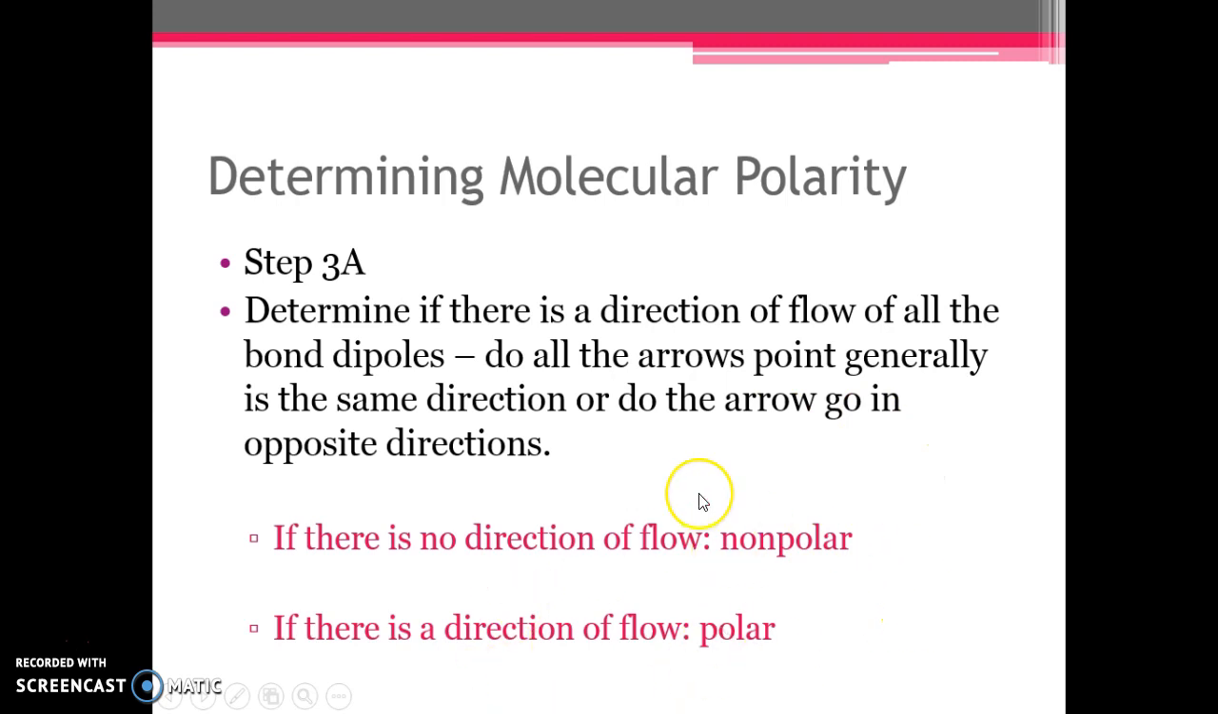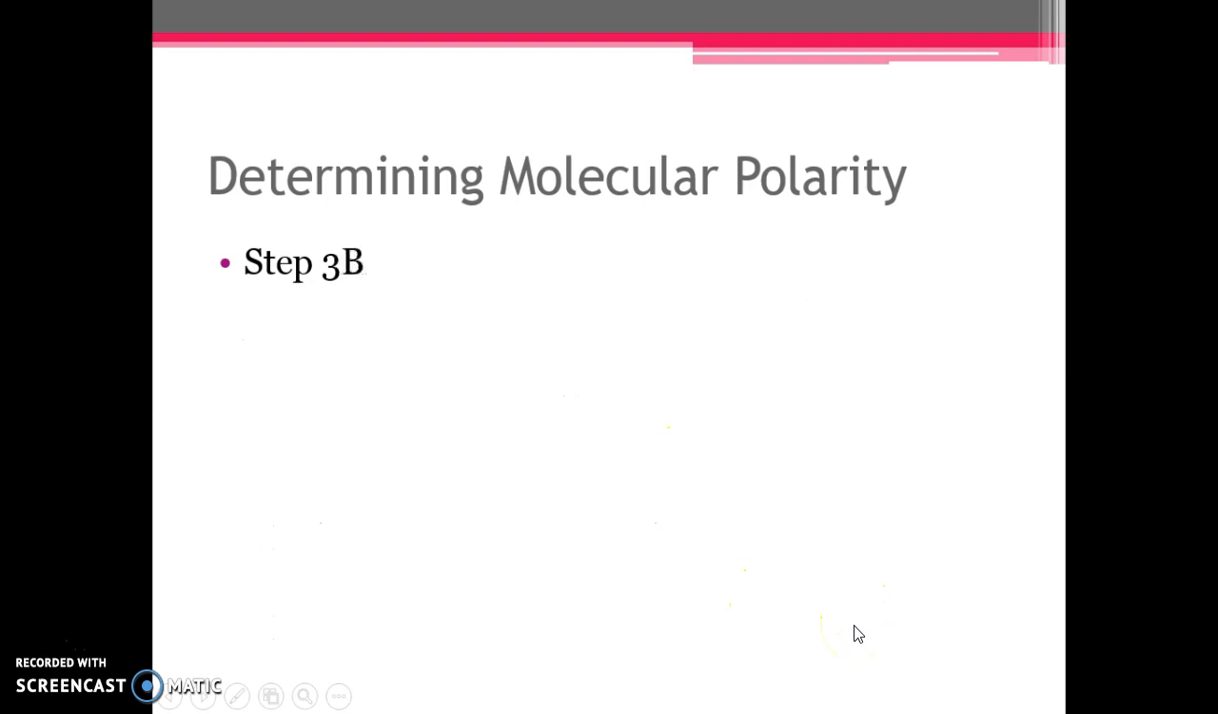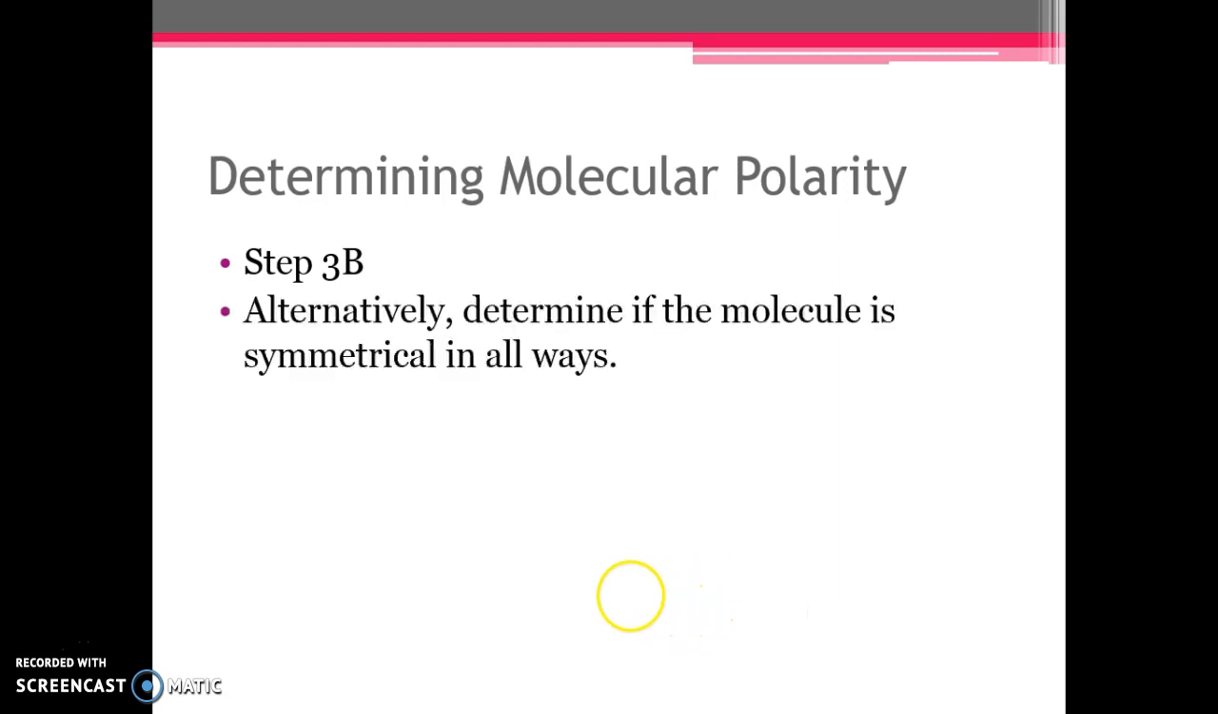But if you can see that the electrons are definitely being pulled in one direction, you've got a polar molecule. The other way is to use the idea of symmetry. The problem is the molecule needs to be symmetrical in every way, not just left to right, but up, down, and all sorts of other ways. And there are different degrees of symmetry.